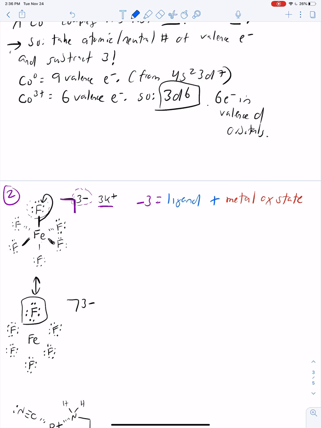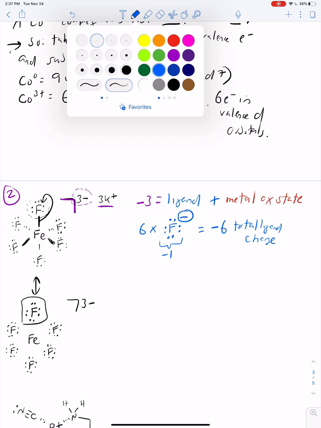I have six of this in terms of evaluating the ligand charge. The formal charge analysis tells me that this fluoride is negatively charged. The valence number is 7. There are 8 free electrons around it. 7 minus 8 is -1. And so the total ligand charge is -6, because each fluoride contributes -1, and there's six of them.